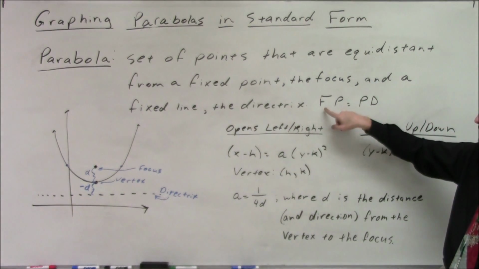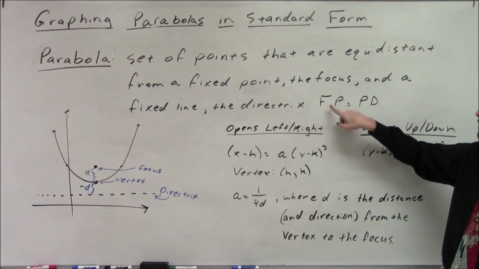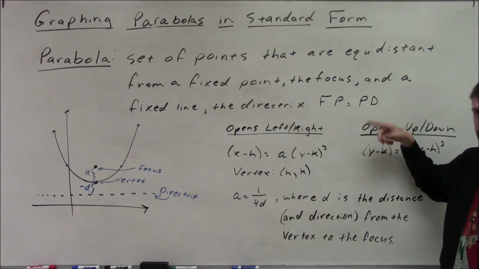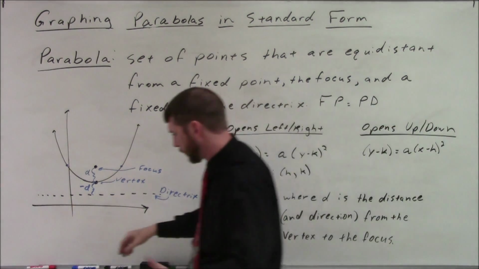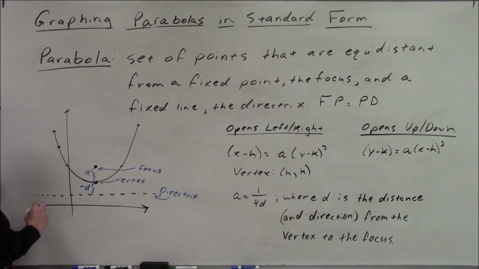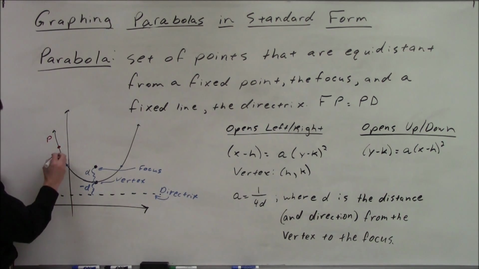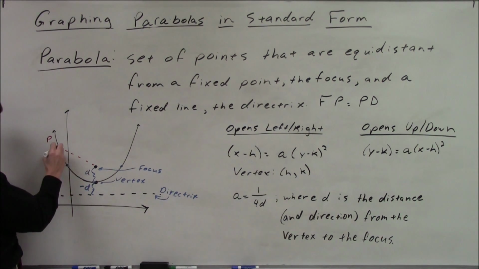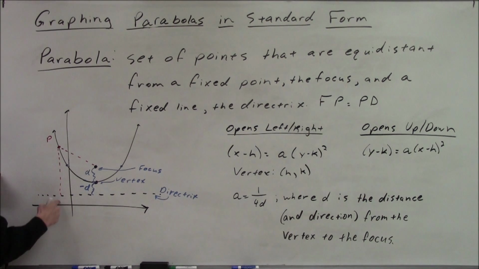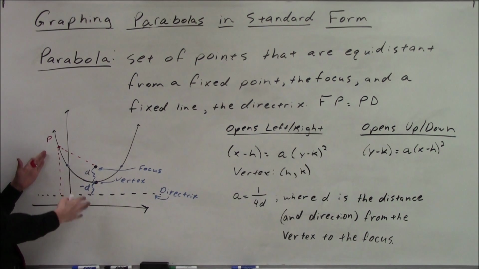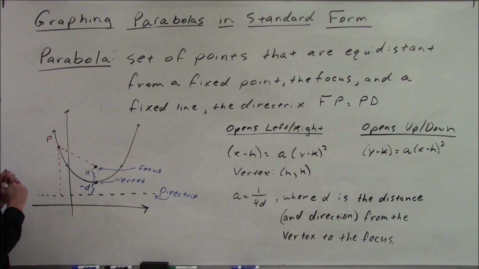So the definition says the distance from a point to the focus is equal to the distance from the point to the directrix, which would be the closest point on that. So if I have this point here, and I drew a line all the way to my focus, the distance from the point to the focus is equal to the distance from the point down to this line, the directrix. So those two distances should be equivalent. As you can see, my graph's not quite a parabola. I would have to open it up a little bit more.